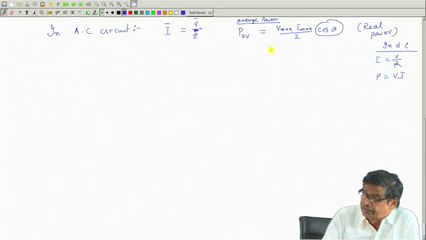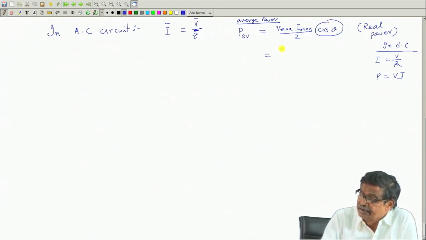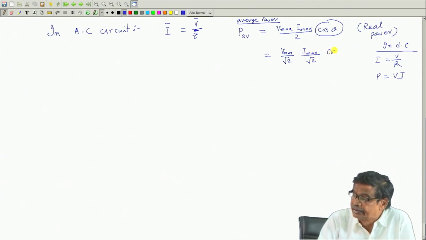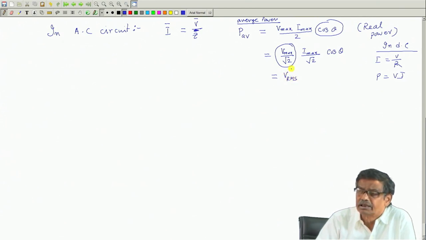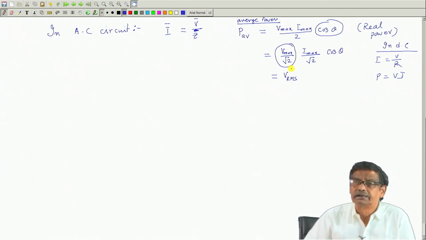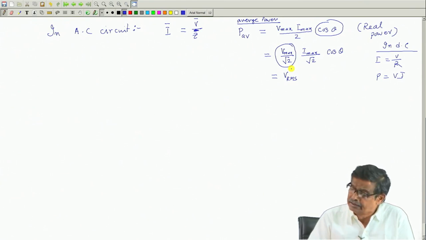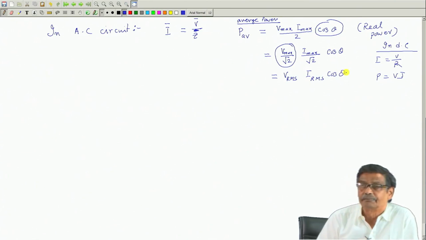So, this expression is written like this: V max by root 2 into I max by root 2 into cos theta. And you know V max by root 2 is nothing but the RMS value of the supply. A sinusoidally varying quantity with time, V max sin omega t, what is its RMS value? V max by root 2. Similarly, current is also sinusoidal, what will be its RMS value? It is I RMS into cos theta.